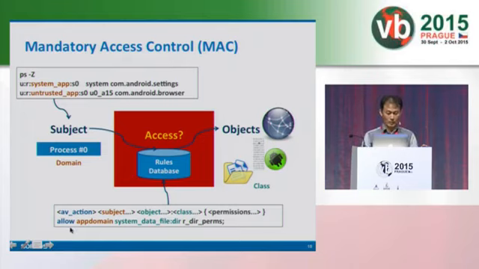This security policy follows a certain format, for example: action, subject, object, and permission. For example, this rule says the app domain, which also includes the untrusted third-party application, can access the system folder, but only with read access permission.